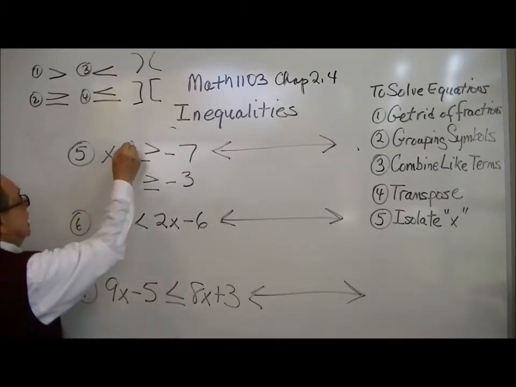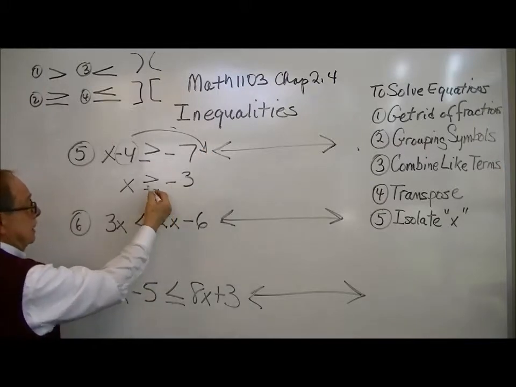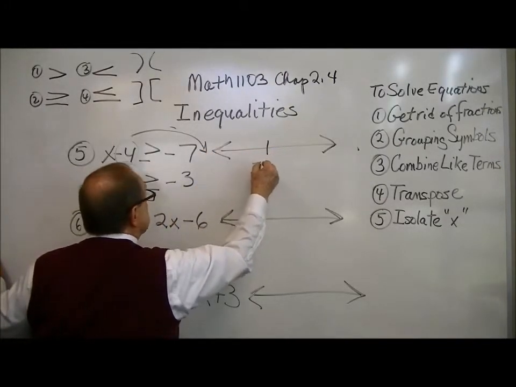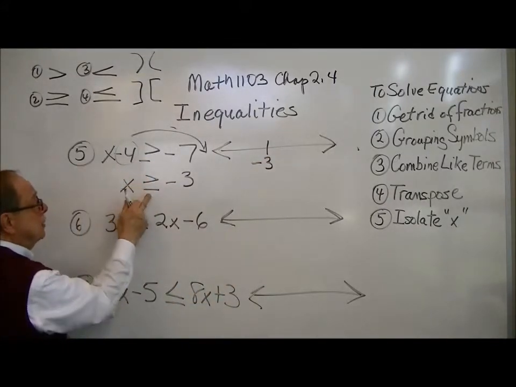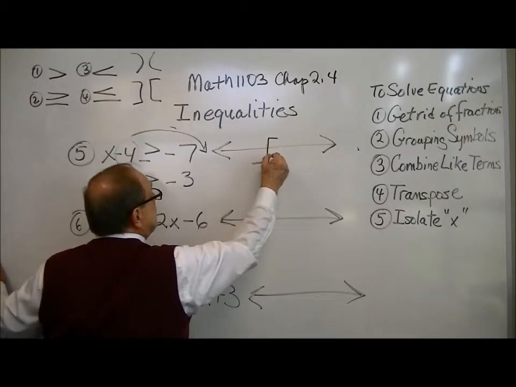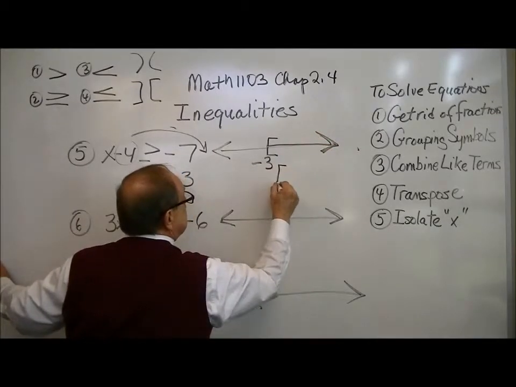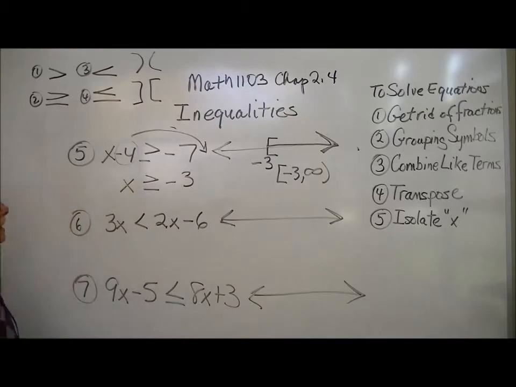So just transposing this. And then now graphing it. The number we're interested in is a -3. And notice it's greater than or equal to, so we're going to use a bracket and thicken the line. And interval notation is like so.